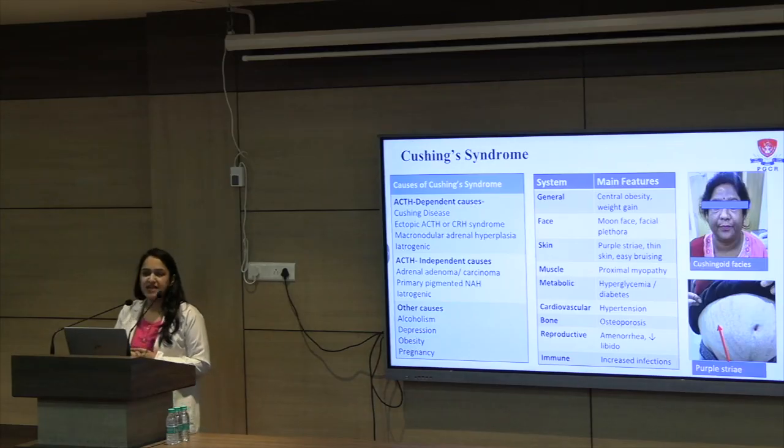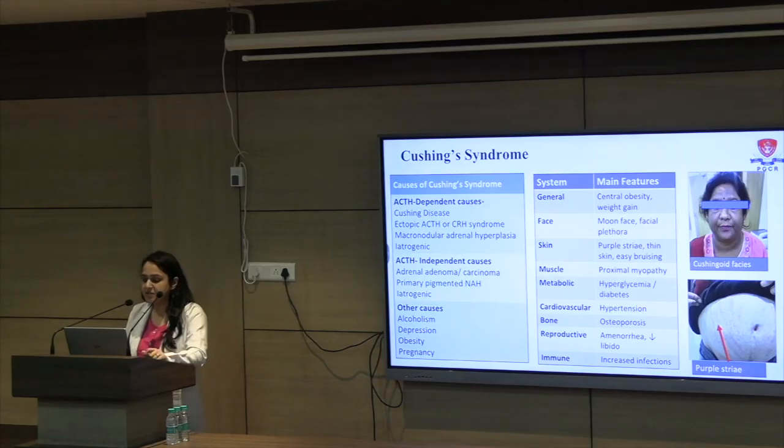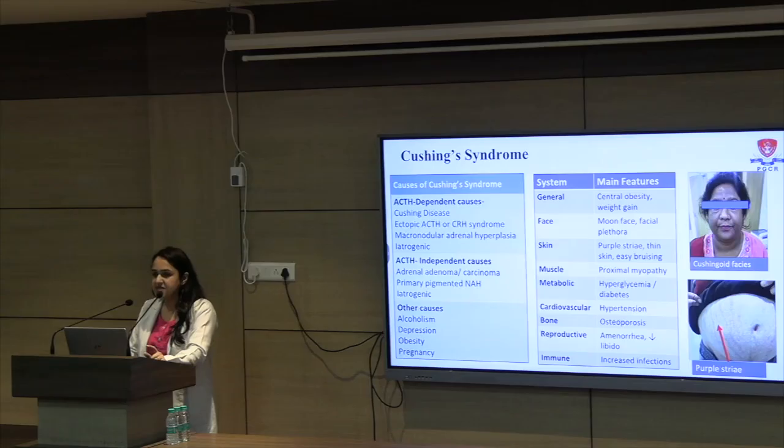Cushing syndrome is due to excess cortisol, which can be either ACTH dependent or ACTH independent. Clinically, it presents with central obesity, moon facies, and characteristic purple striae. Patients may develop proximal muscle weakness, hypertension, hyperglycemia, skin thinning, osteoporosis, and reproductive dysfunction. Here the facial image shows moon facies due to fat redistribution and vascular changes. The abdominal image shows wide violaceous purple striae, which occurs due to skin thinning and collagen breakdown.